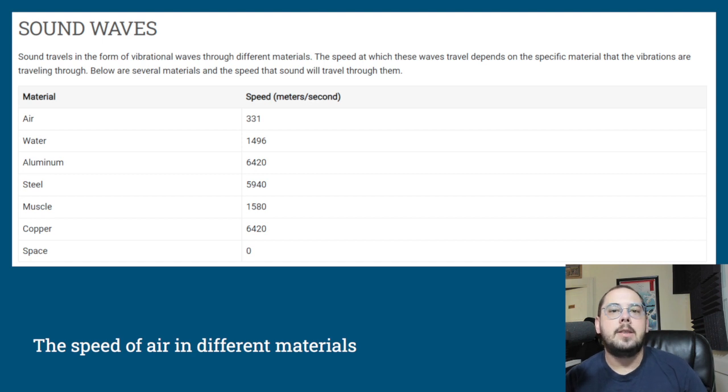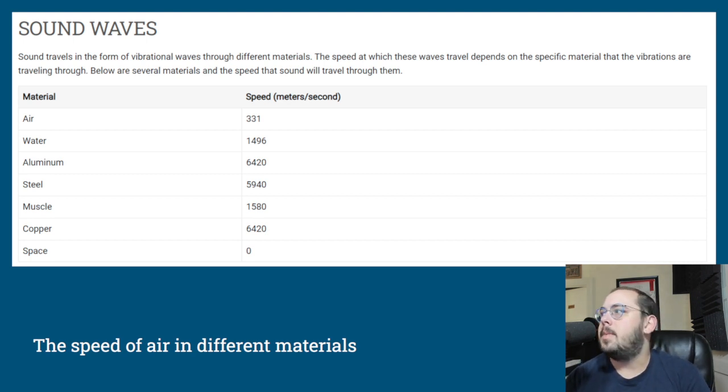And this is because the molecules are closer together, so they don't have to travel as far before they hit the next one and transfer that energy. But a little bit of energy is always lost every time that happens, so that's why it may not travel as far, but it'll travel quicker.